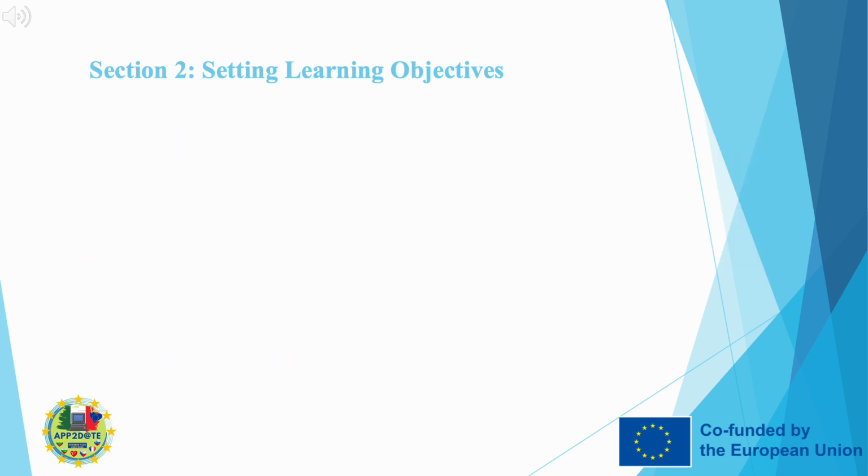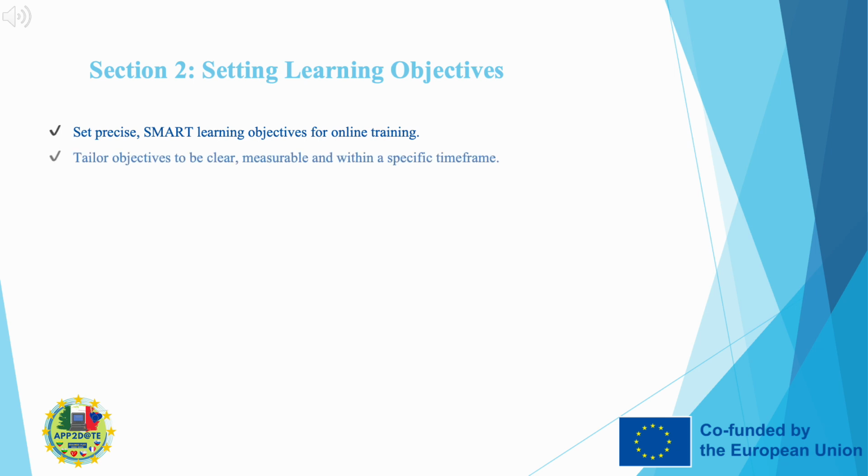Section 2. Setting learning objectives. Set precise, smart learning objectives for online training. Tailor objectives to be clear, measurable, and within a specific timeframe. Align objectives with student needs and course objectives.